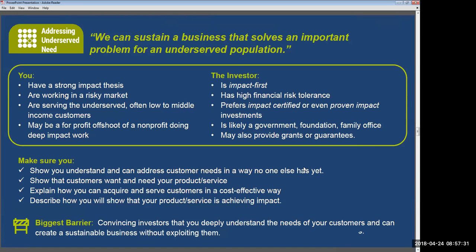Your investor cares about that underserved population, has a pretty high financial risk tolerance, and is often providing grants or guarantees first, and then moving into more common investment vehicles. And they may be a government, they may be a foundation, they may be a family office. It's somebody who has said, I really want to solve this problem.